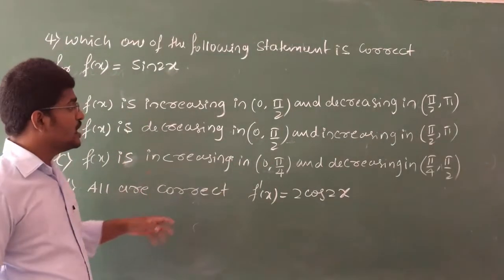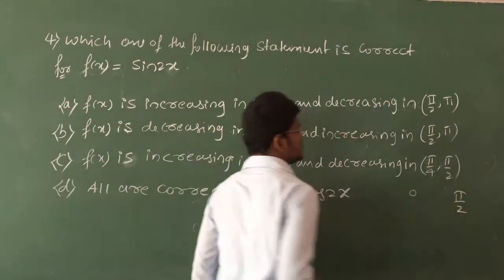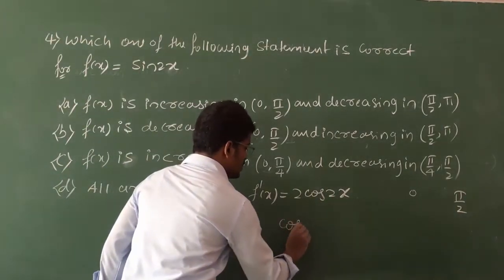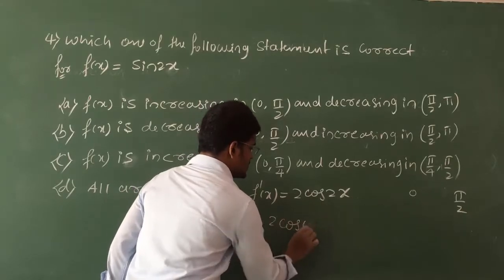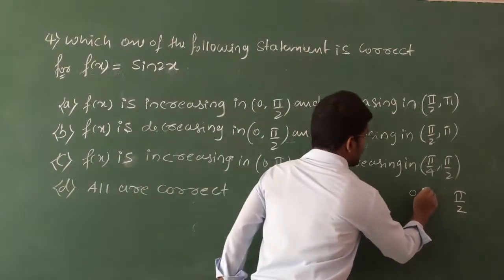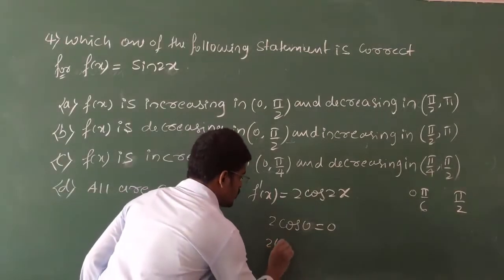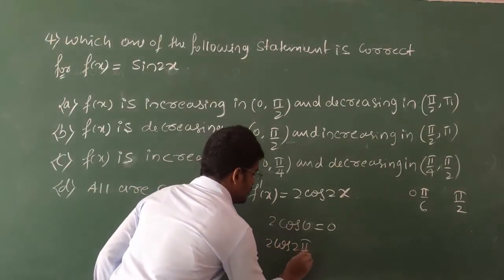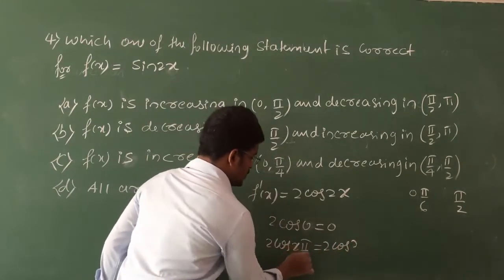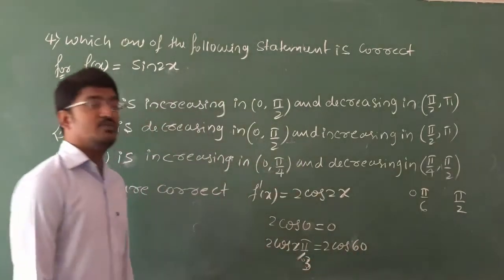Here all the terms are in between 0 to pi by 2. So if I put 0 here, it will be 2 times cos 0. Next, if I put pi by 6, that is 30 degree, what you will get? 2 into cos of 2 times pi by 6, that will be 2 times cos 60 degree.